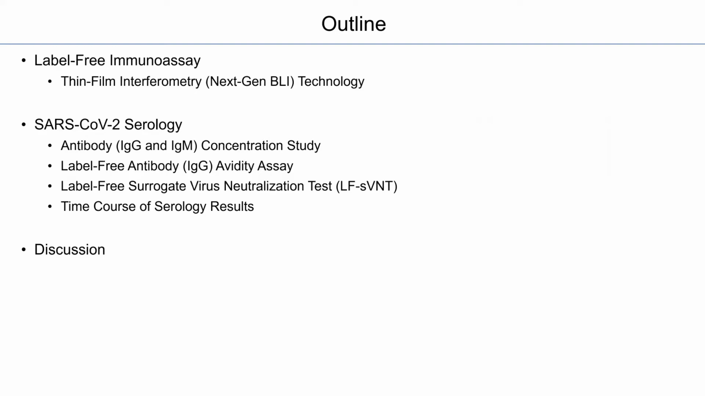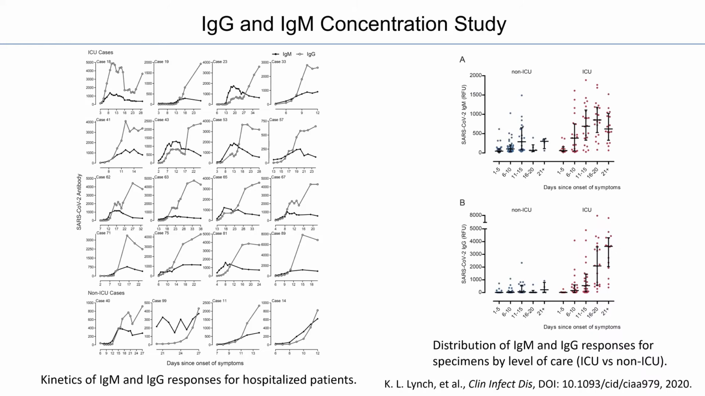And now let's move into the second part. Let's talk about the SARS-CoV-2 serology. First, I want to talk about the study of IgG and IgM concentrations in our lab. This study was not carried out using label-free immunoassays, but it laid an important foundation for our next steps using label-free immunoassays. And this work was published a few months ago in Clinical Infectious Diseases.